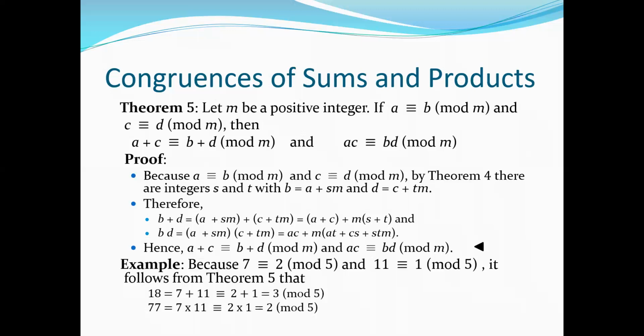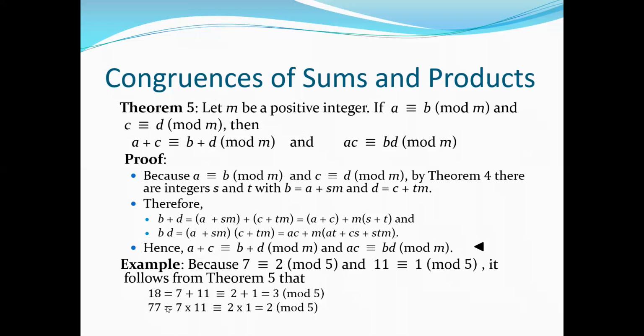Okay, so we're going to add 7 plus 11. So we have 18. And then for the modulo, for the B plus D, we have 2 plus 1, which is 3. Then subtract 3 from 18, we have 15. Divide by 5, the result is 3. So therefore, they are congruent.